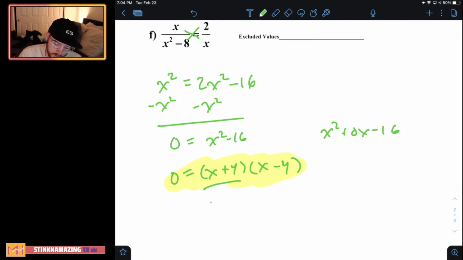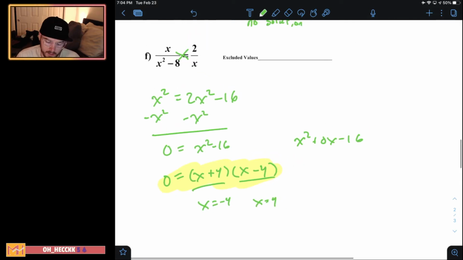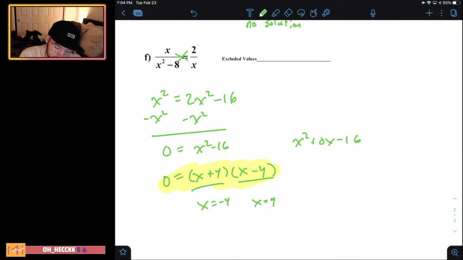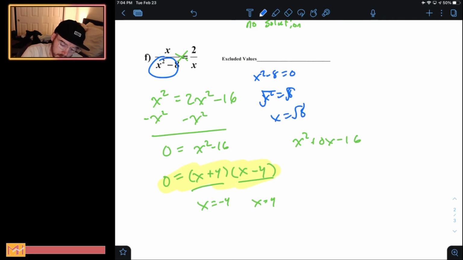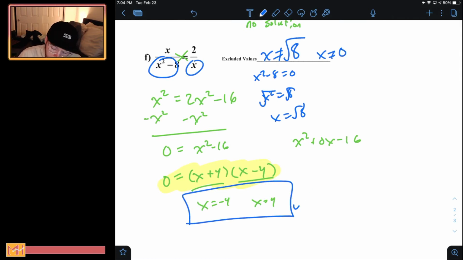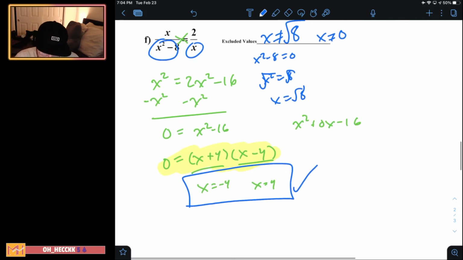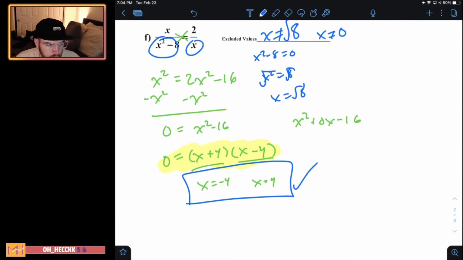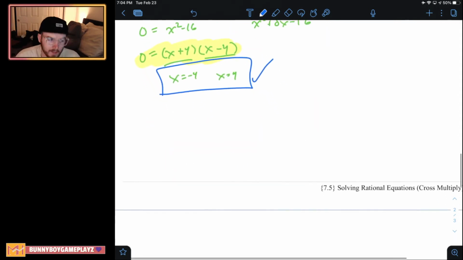So lastly, what are our two solutions? Negative 4 and 4. It's just the opposite. What is excluded? This would give you an excluded value of the square root of 8, which is kind of weird. And this gives you an excluded value of 0. So we have two solutions. Once again, we're A-okay here. Negative 4 and 4. And that is our lesson.